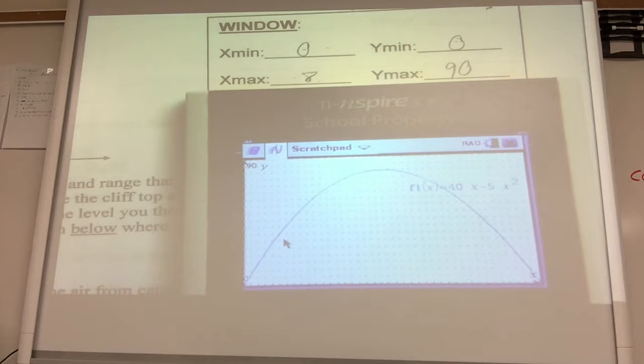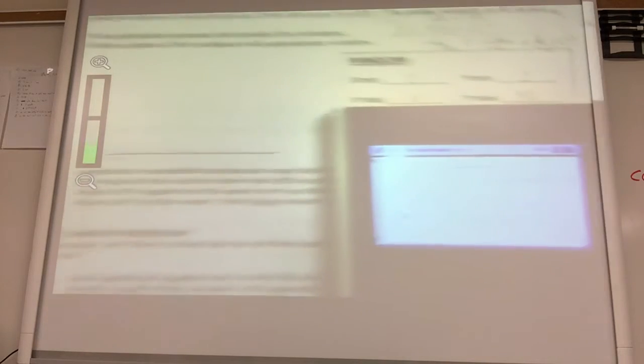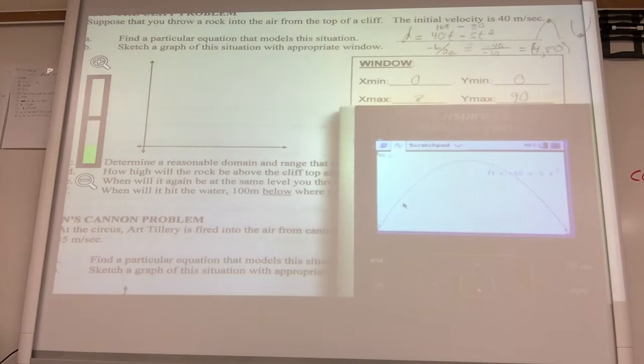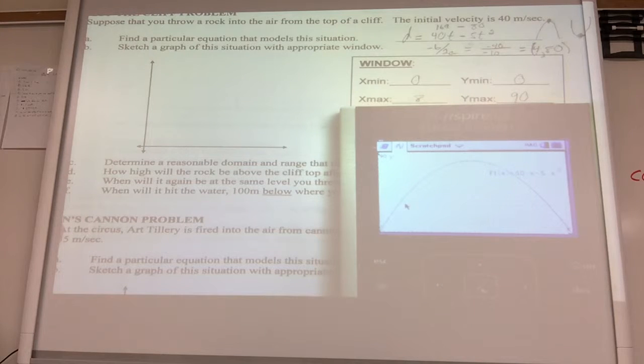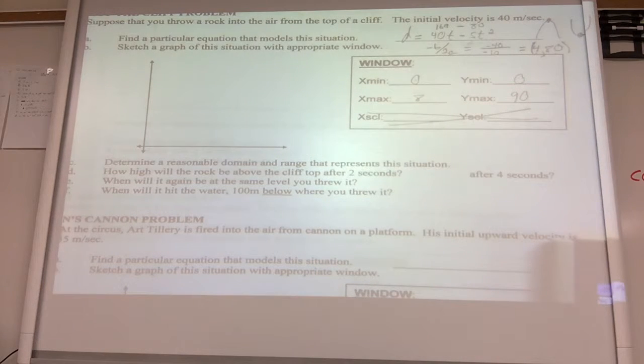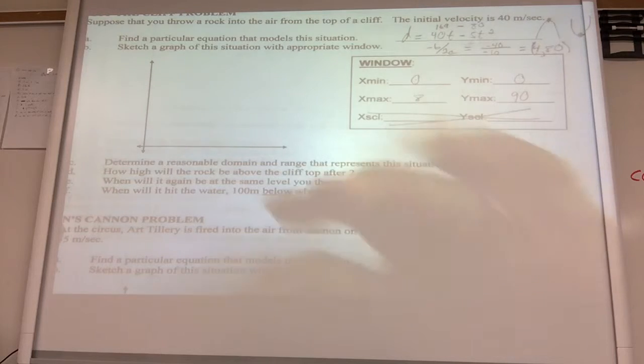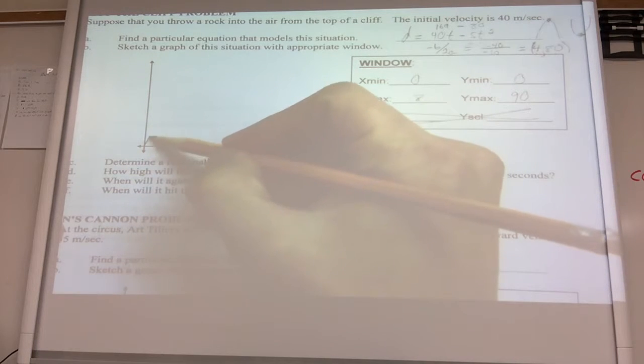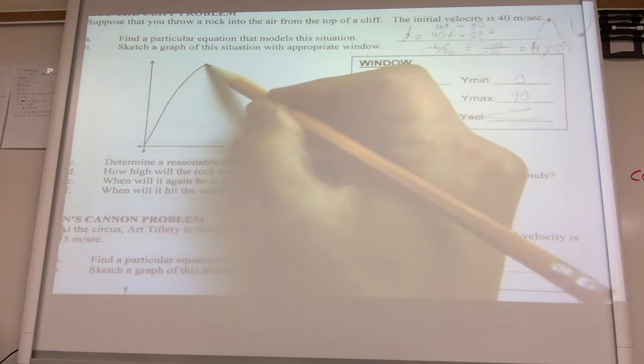All right, so I'm going to zoom back out real quick. It says, sketch a graph of this situation with appropriate window. I'm going to do something like what I see here, and it's just a sketch, so it's an estimation.